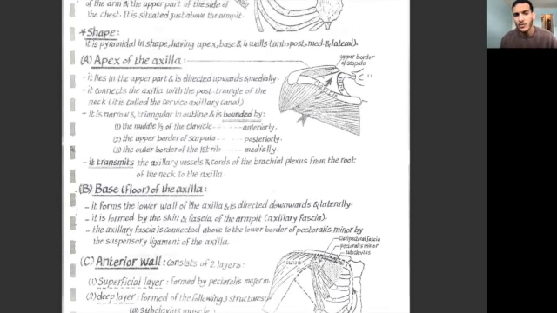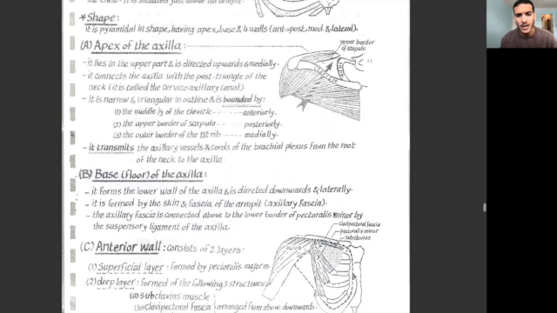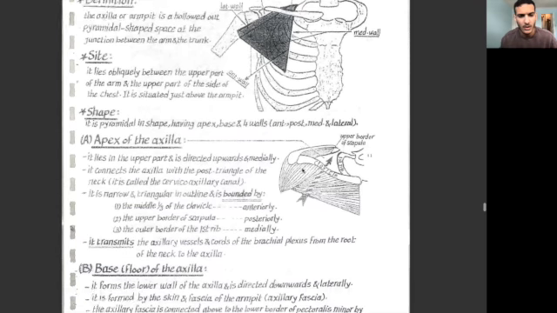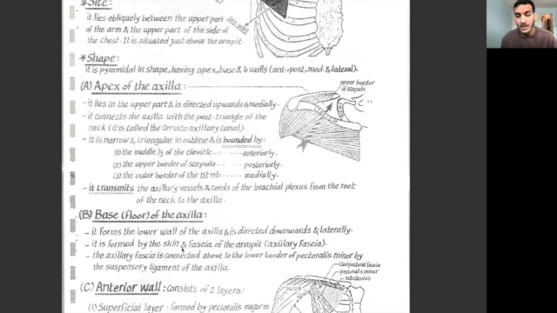The base of the axilla forms the lower wall of the axilla and is directed downwards and laterally. We're talking here about this part, the base. Okay. It is formed by skin and fascia of the armpit, and the axillary fascia is connected above the lower border of the pectoralis minor by the suspensory ligaments of the axilla. So if you touch your armpit around here, you're basically touching the base of the axilla.